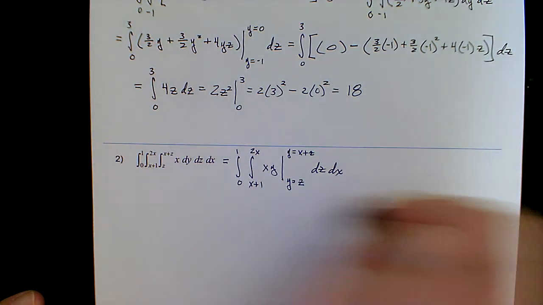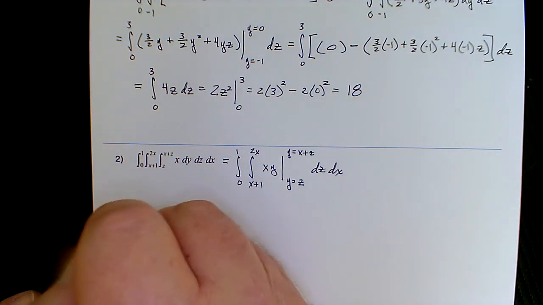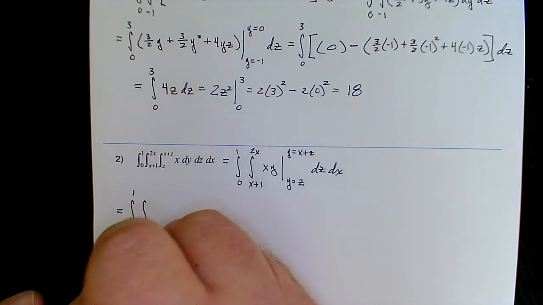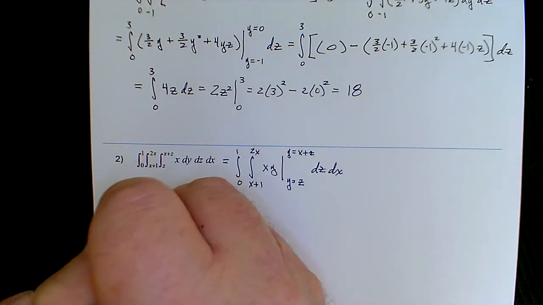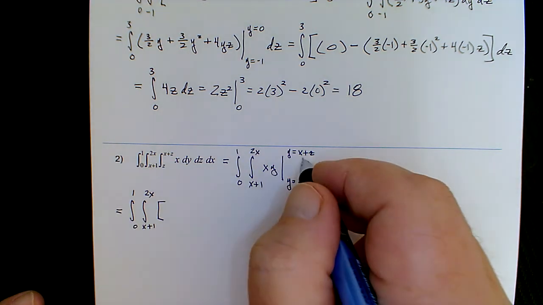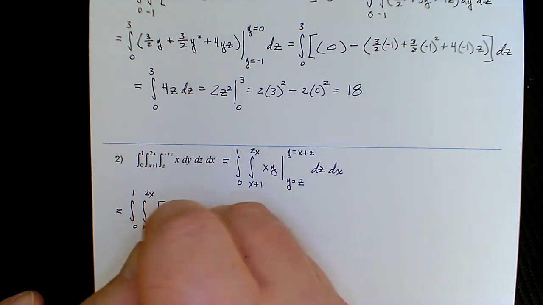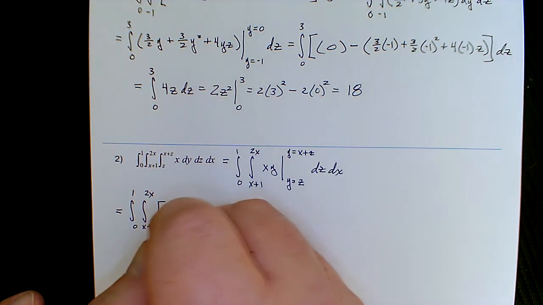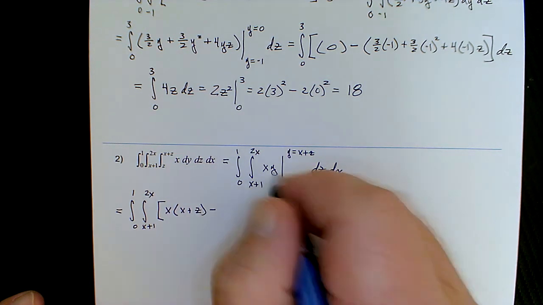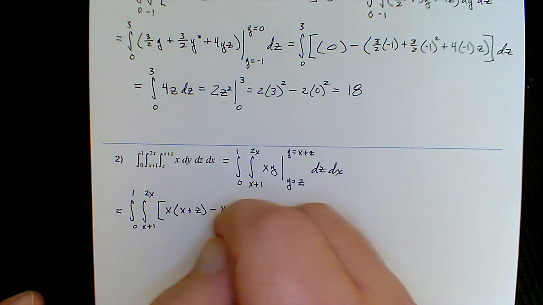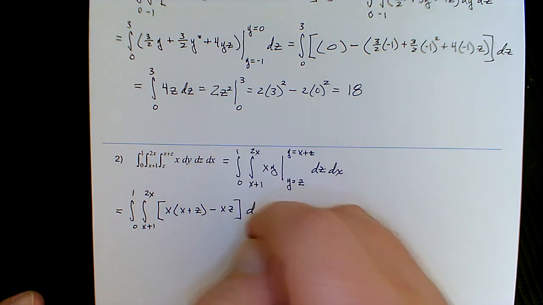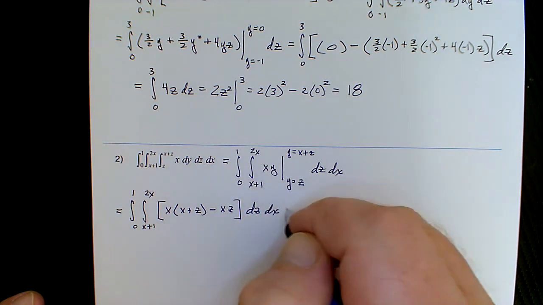Okay, move down here, fundamental theorem of calculus. So we copy integral 0 to 1, integral x plus 1 to 2x, and my upper limit goes in. So I've got x times upper limit's x plus z, and then minus lower limit goes in, which is z, so minus xz, and that's with respect to z, then with respect to x.